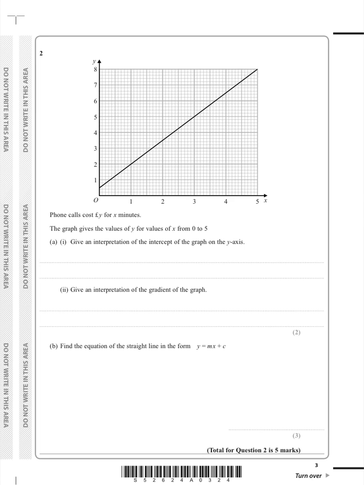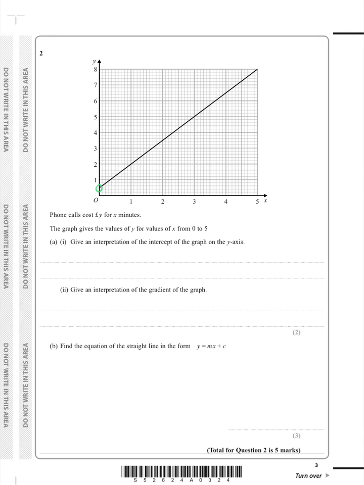Question 2. Phone calls cost y pounds for x minutes, and the graph gives the values of y for the values of x from 0 to 5. For the first part, we have to give an interpretation of the intercept of the graph on the y-axis. Well, what would you say?